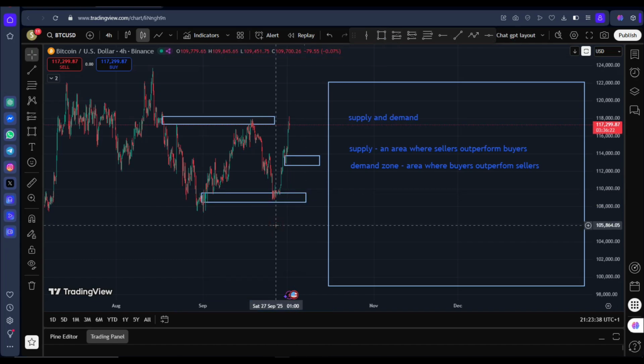Sellers outperformed the buyers here, and that's why they were able to push price down, but buyers stepped back in and pushed price up. So now above here, a lot of liquidity has been created. We have 1, 2, 3 touches around this area, so we know a lot of liquidity has been injected above. We're probably going to see another impulsive move until Bitcoin takes out its high. So I'm looking at Bitcoin to 130, 150.